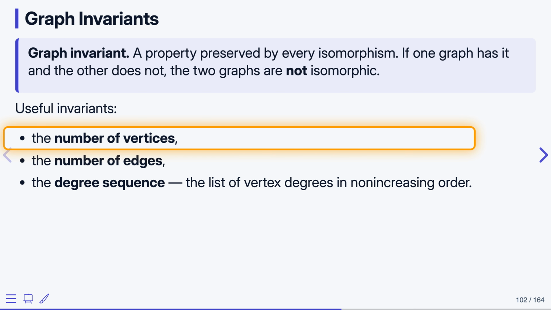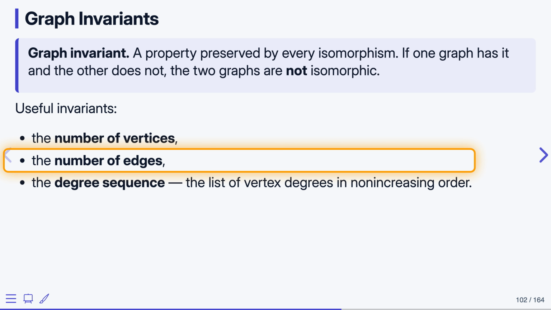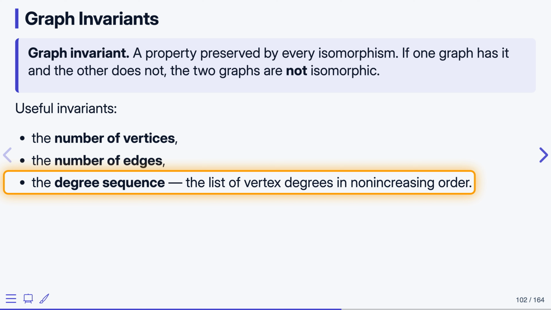3 simple invariants. First, the number of vertices. Second, the number of edges. Third, the degree sequence, which is the list of all vertex degrees written from largest to smallest. And remember which way this works. Different invariants prove not isomorphic. Matching invariants prove nothing on their own.